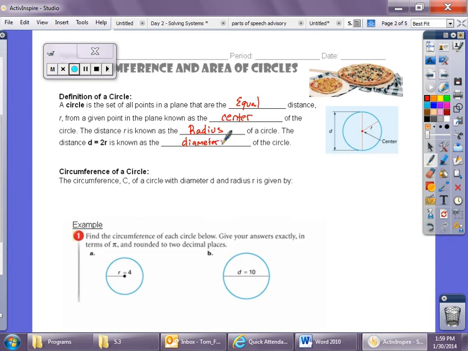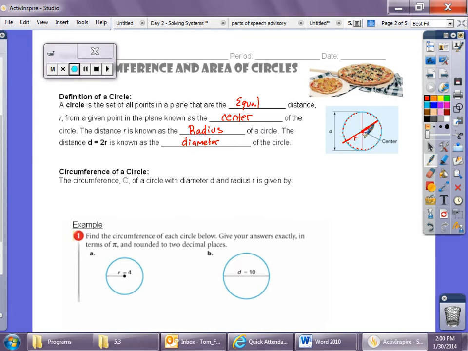So you have the center, which is in the middle, now the radius. All these points around the circle are equal distance from that center point. And the diameter, it's two radiuses because it goes from the center to the end, and then it goes through the center and to the other end. So there's two of those radiuses that give you the diameter.